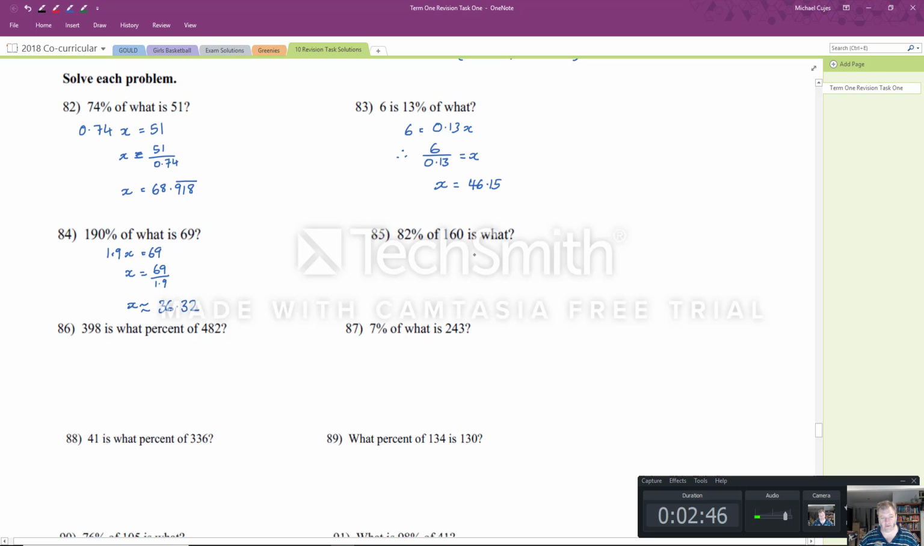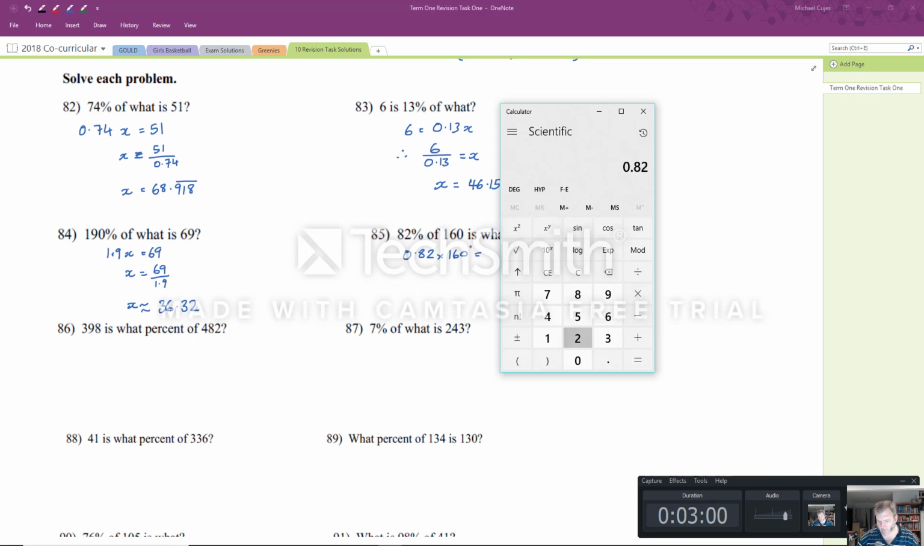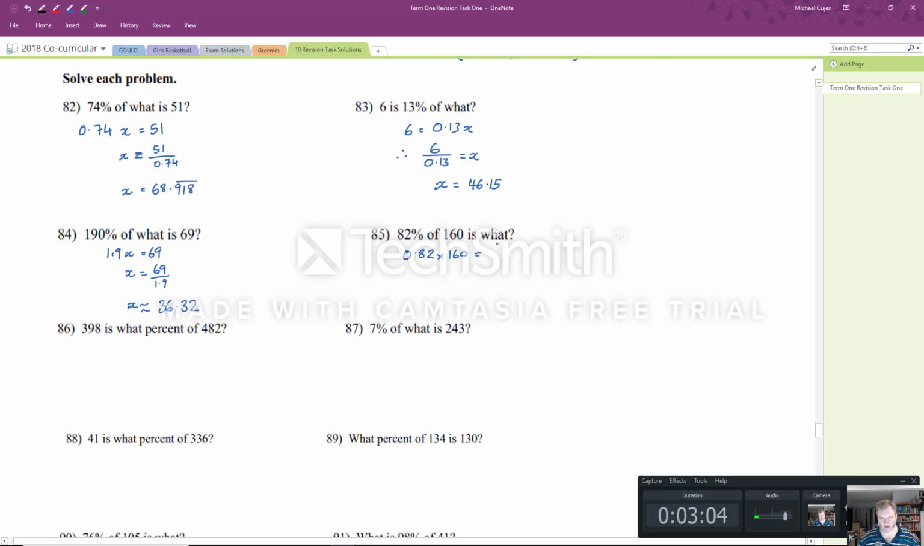82% of 160 is what? So we've changed it this time. It's not of what, of what, of what. This is 82% of 160. So 0.82 multiplied by 160 equals 131.2. You should be confident with all of these.